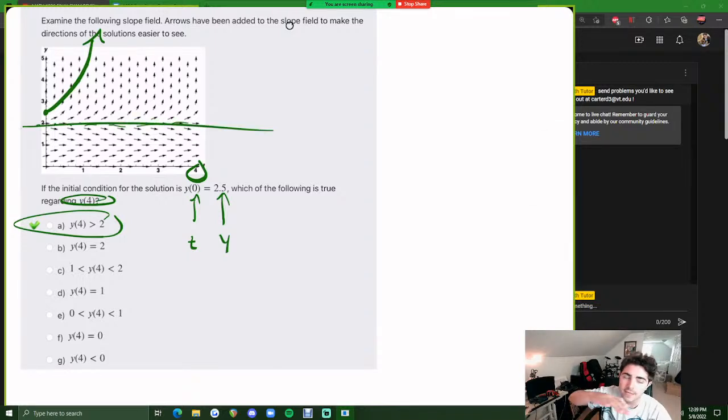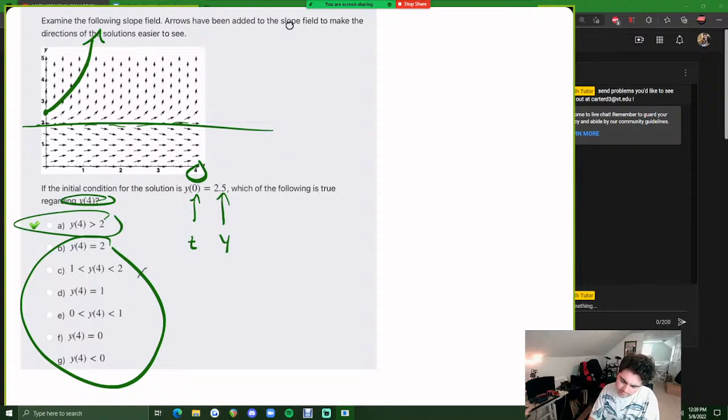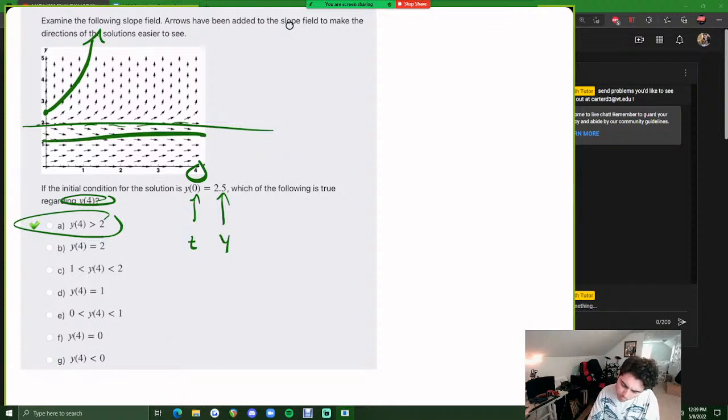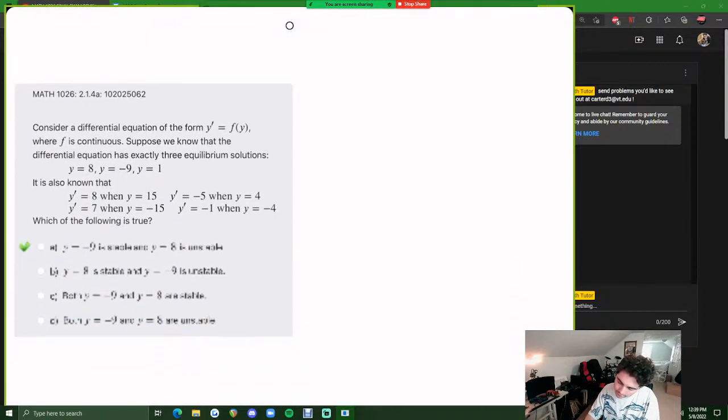It's that flat line there. So they are just confirming that it goes up and above that line. And all these other options are describing things below 2, or above 1, or below 1, or above 0. They're all below where that function's going.